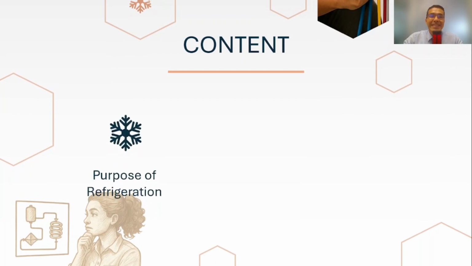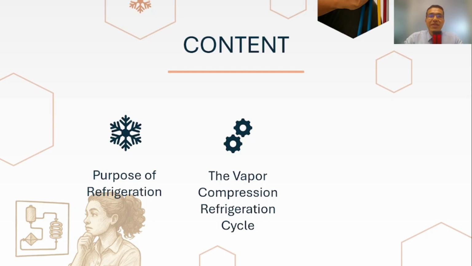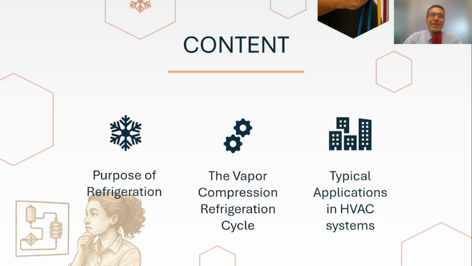In this video, we'll start by exploring the purpose of refrigeration, understanding why heat needs to be removed and how this process supports thermal comfort and preservation. Then we'll introduce the vapor compression refrigeration cycle, focusing on its four core components and the way they work together to absorb and reject heat. Finally, we'll see typical HVAC applications that rely on this cycle, from room air conditioners to central chilled water systems, highlighting its central role in the cooling strategies used across the industry.